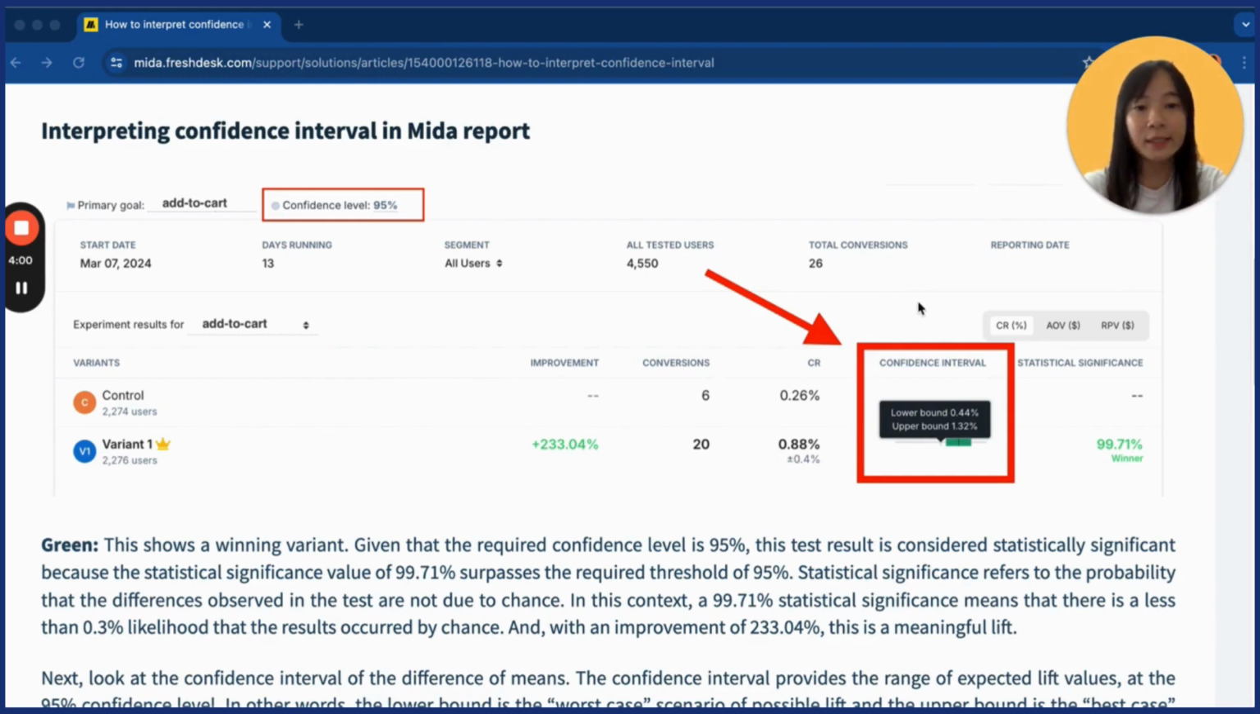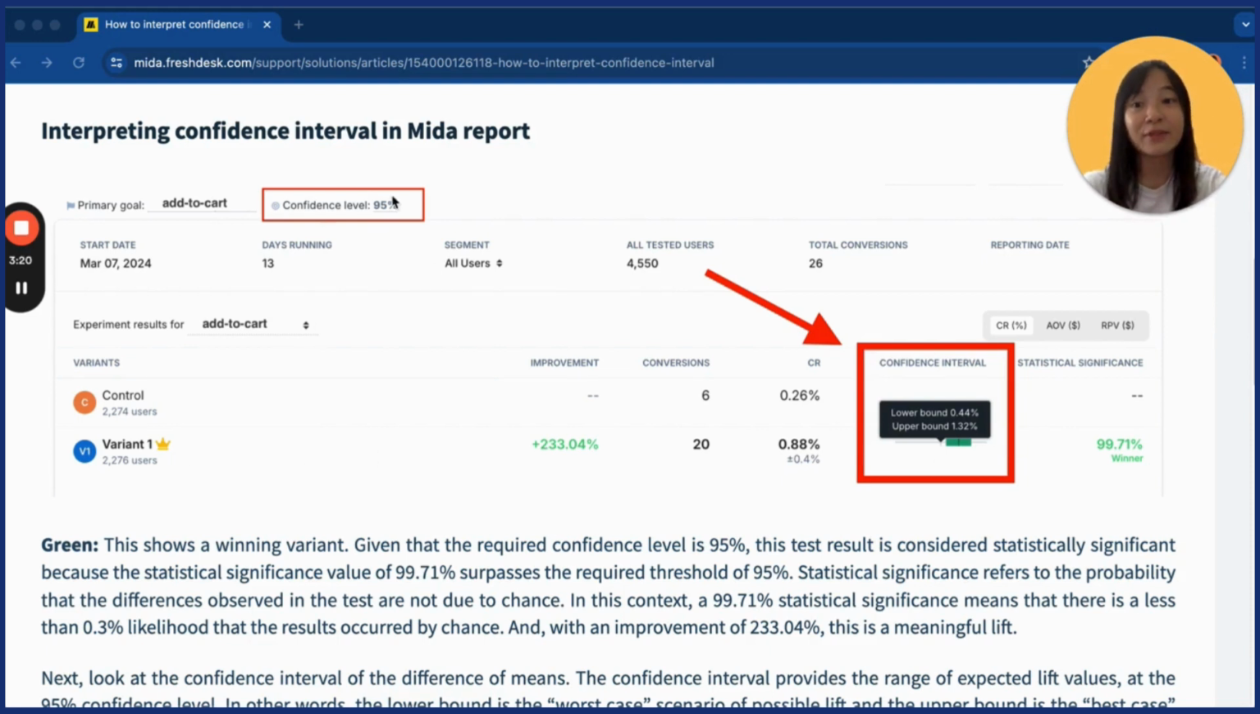So in this case, this is very helpful. This is why the confidence interval is very helpful to give you the worst case scenario as well as the best case scenario of where your actual conversion rate would fall within when you deploy the new changes, right? So the lower bound, 0.44% conversion rate, refers to the worst case scenario, and the upper bound, 1.32% conversion rate, means that in the best case scenario you will get a 1.32% conversion rate after you deploy the variant 1 design, right?